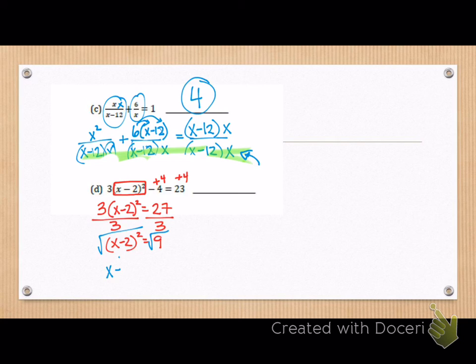So this gives me x minus 2, but this right now gives me plus or minus 3. So there's two different things that would give me a 9 when I square it, a negative 3 as well as a positive 3. So I'm going to get x is equal to 2 plus 3, and I also have x is equal to 2 minus 3. So my two answers would be 5 and negative 1. So 5 and negative 1 are my two answers here. Cool.